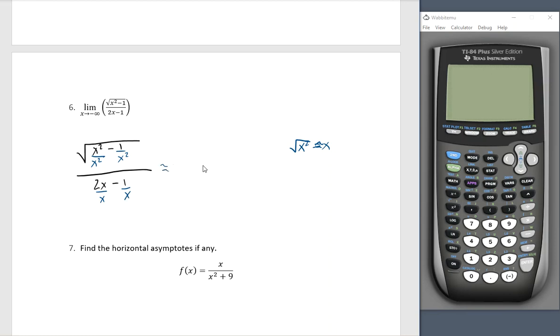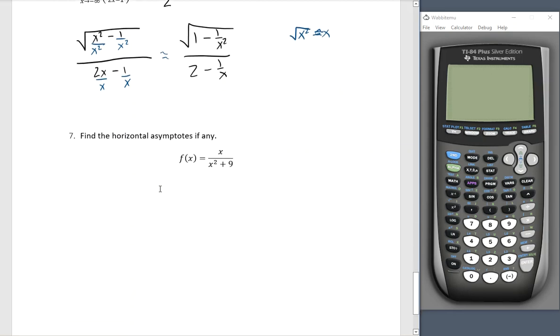When I simplify this, now I'll have the square root of 1 minus 1 over x squared divided by 2 minus 1 over x. Again, negative, right? That denominator is going to be negative. Negative 1/2 should be our limit. All right, make sure you check the sign. Are we going to positive infinity or are we going to negative infinity? It'll make a huge difference as we do these divisions.